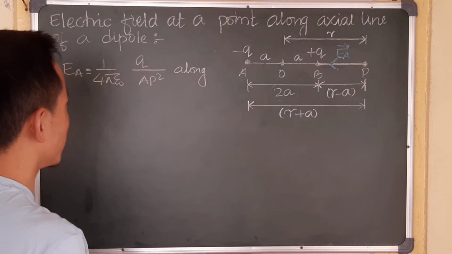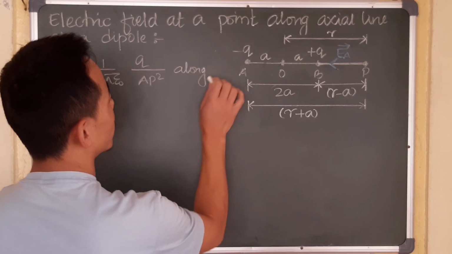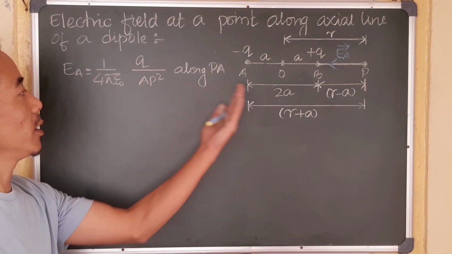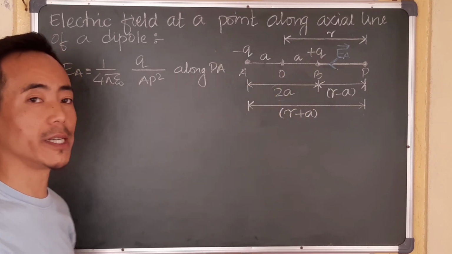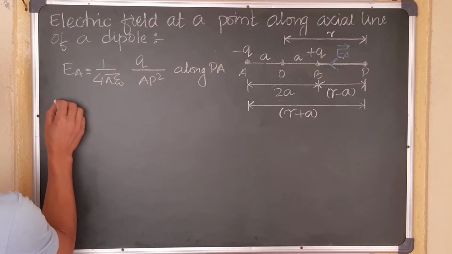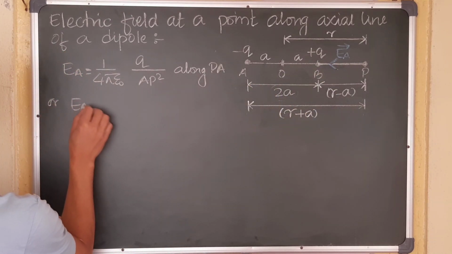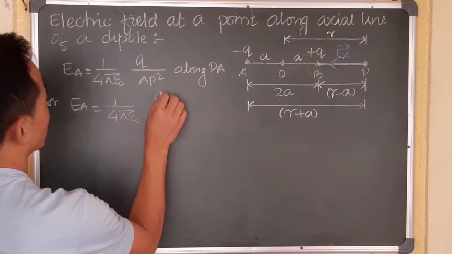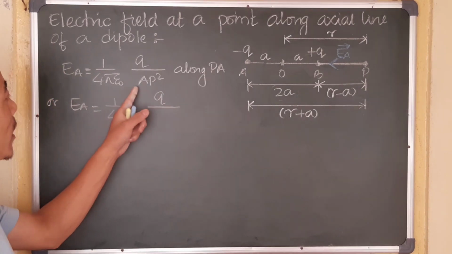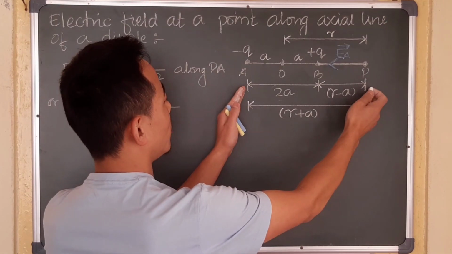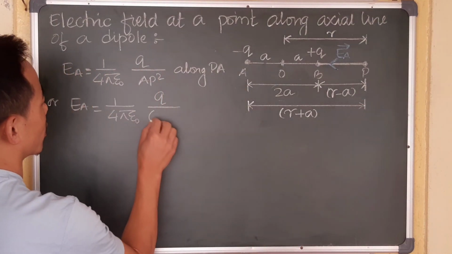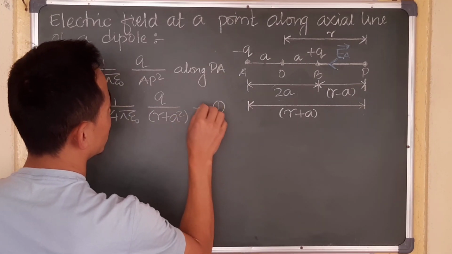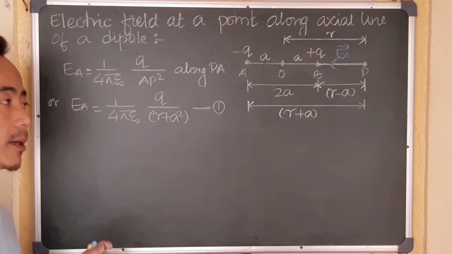Now let's expand this. Let's write down the direction along PA, so towards PA will be the direction of the electric field EA. Now let's simplify this equation further. We have EA equals 1 by 4 pi epsilon naught q divided by the value of AP, and as I've already mentioned, AP is r plus a. So we can write this as r plus a whole square. Let this be our equation number 1.